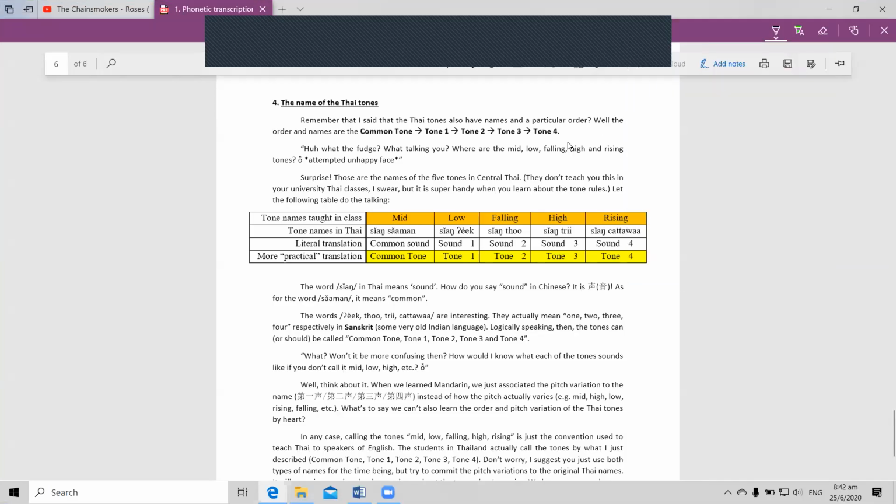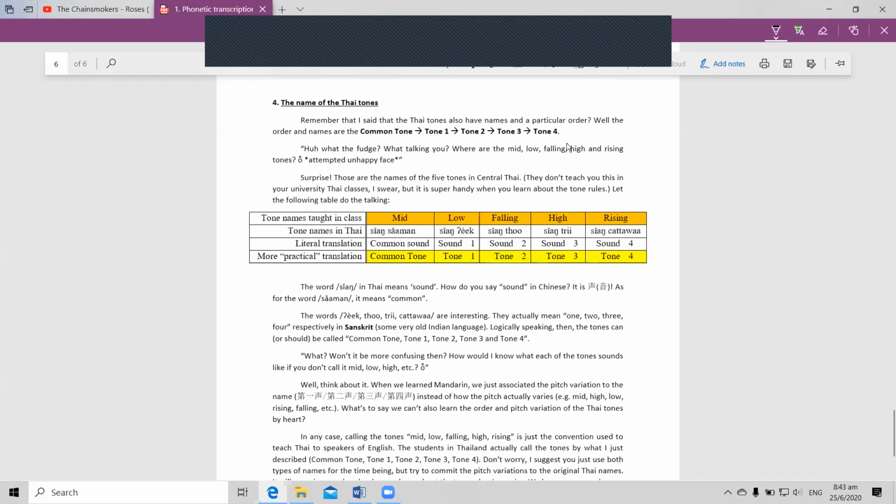Welcome to the last section of the first lecture. In this section, we're going to talk about the names of the Thai tones. Remember, we have the conventional names that they use when they teach Thai at the universities. You have the mid tone, the low tone, the falling tone, the high tone, and the rising tone, correct? Now, is there a particular order of the tones? Yes. The order is mid, low, falling, high, rising, like the sequence that I said.